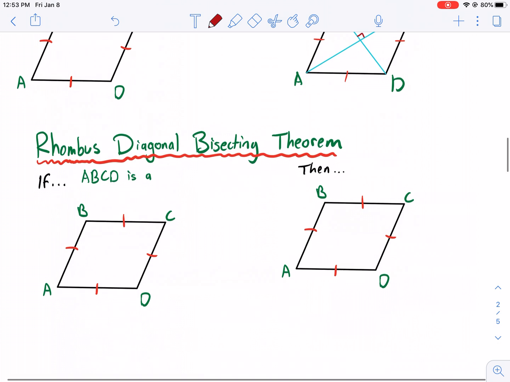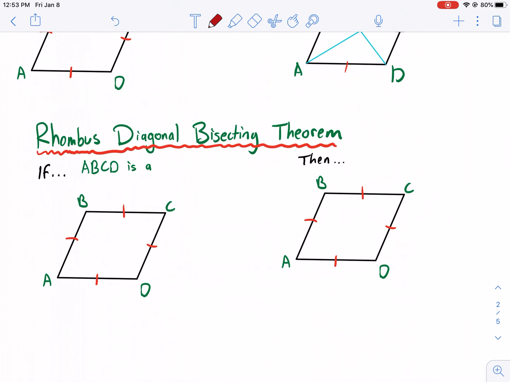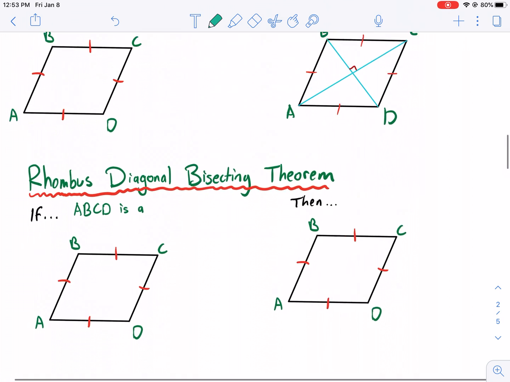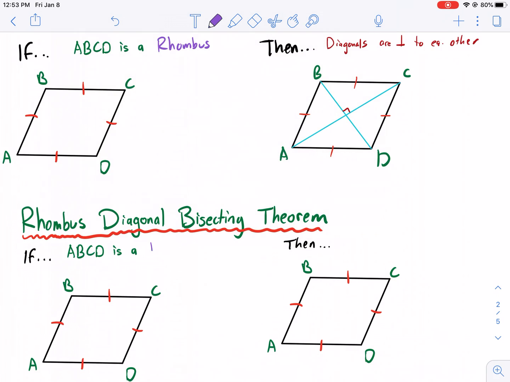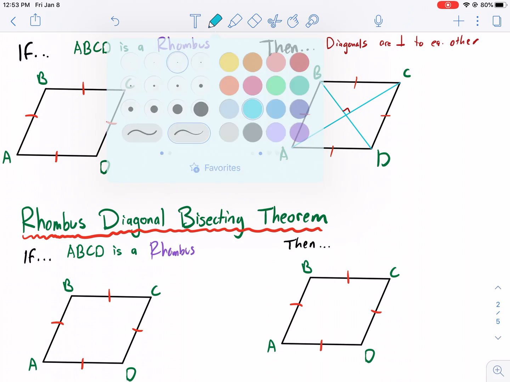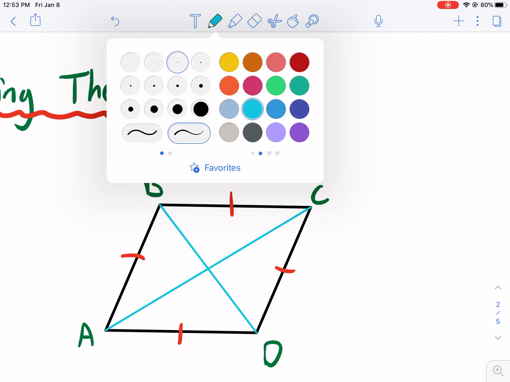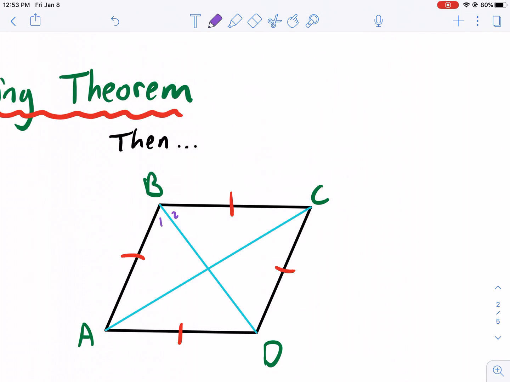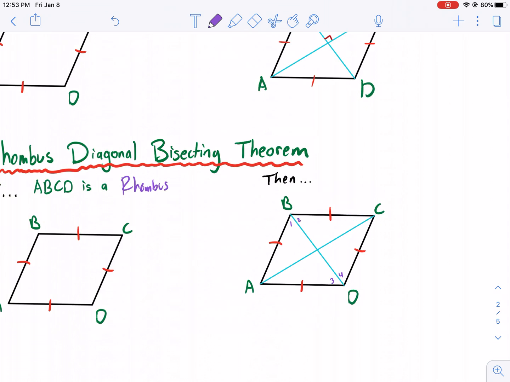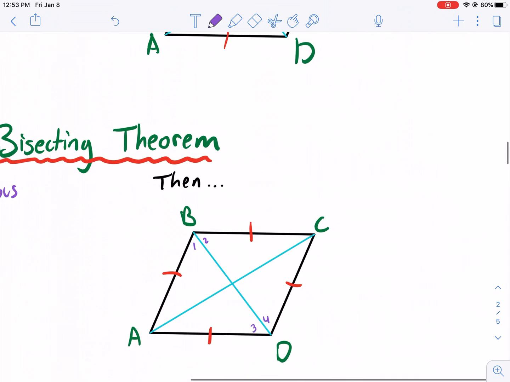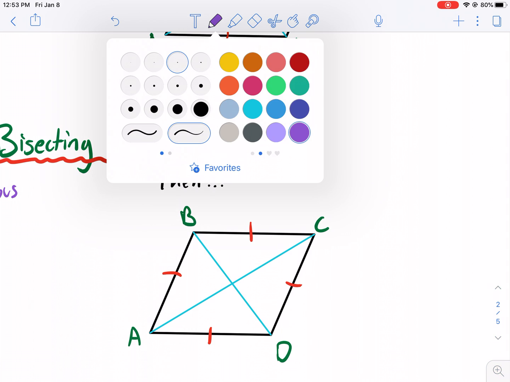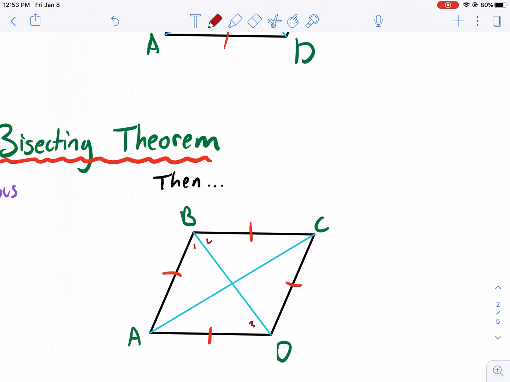So number 2, rhombus diagonal bisecting theorem. What's that about? If it is a rhombus, what color did I use? Purple. So if it is a rhombus, then let's draw our diagonals again. This time we can say that angles 1 and 2 are going to be congruent, and angles 3 and 4 are going to be congruent. So we can say with certainty, actually I want to change the color of that. I want to make it red. So we're going to say 1, 2, 3, 4.